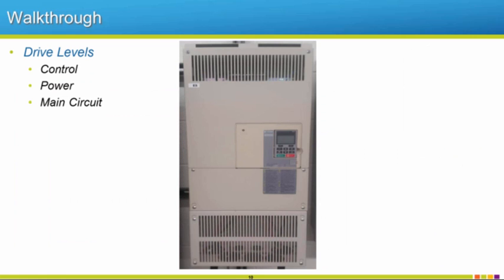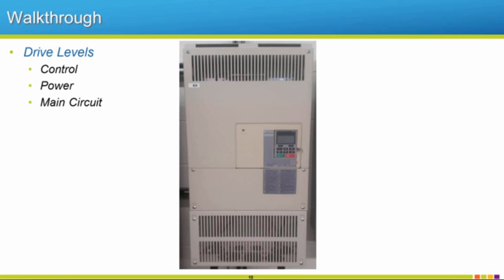All right, let's talk about the different drive levels. We have our control, power, and main circuit. Our control is where we get our command, where our brains are located. Then we have our power circuit, which is the link between the main circuit and the control logic, relaying the necessary information for, let's say, feedback, or maybe we want to monitor DC bus voltage, or see what our output current looks like, so our current waveform.